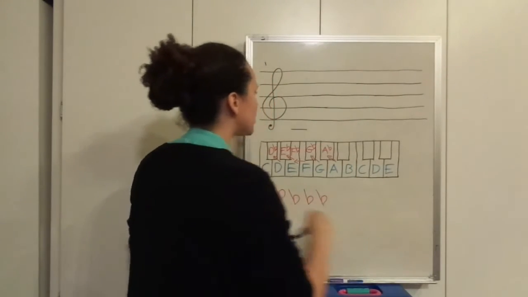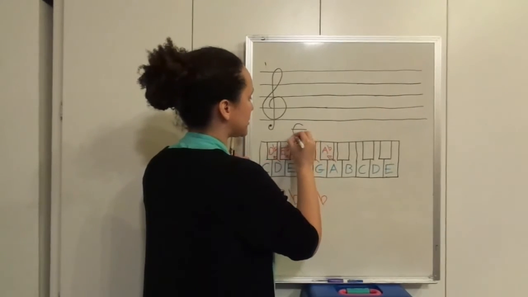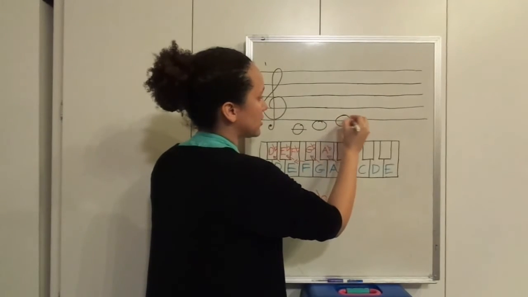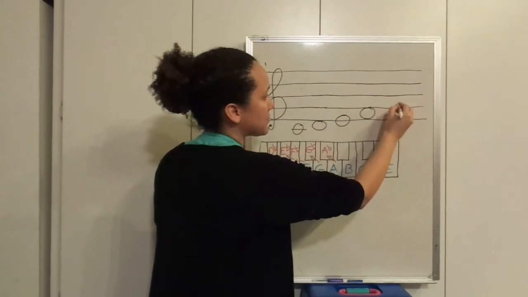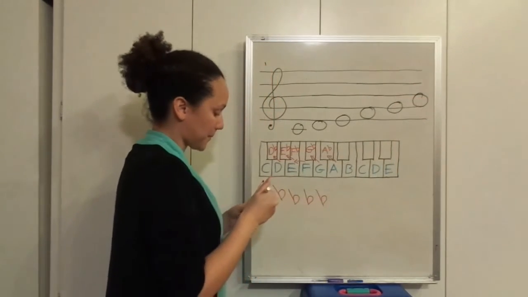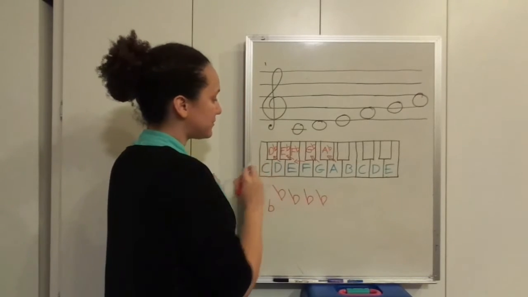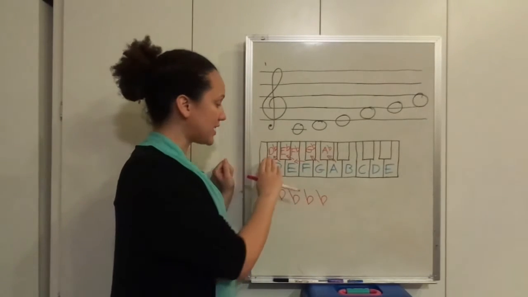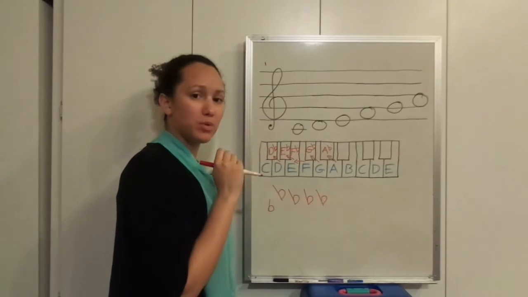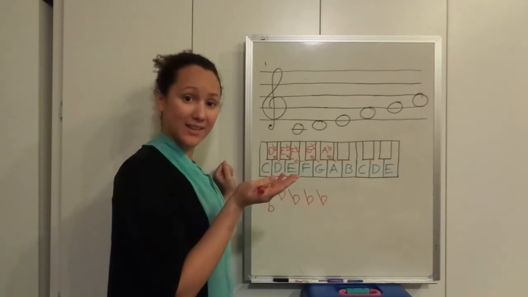Now, what does that actually look like on, say, the treble clef? Here's our C, here's our D, here's our E, here's our F, here's our G, and here's our A. So the D flat, again, when we write it like this with the alphabet, we put the flat after because that's the way we say it, D flat.